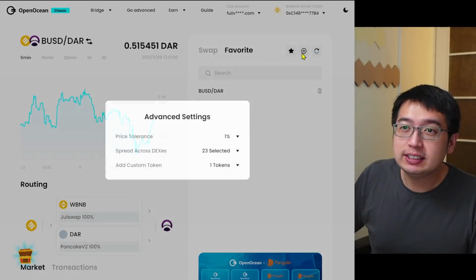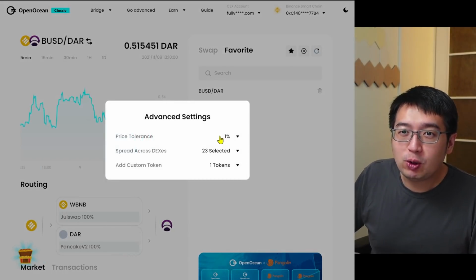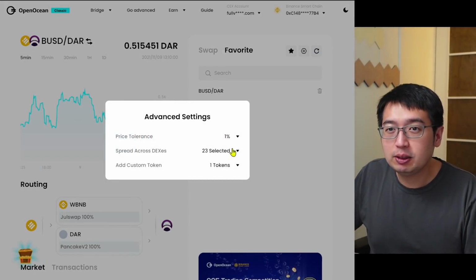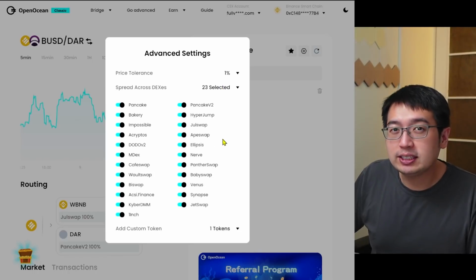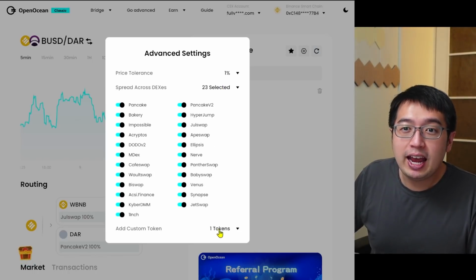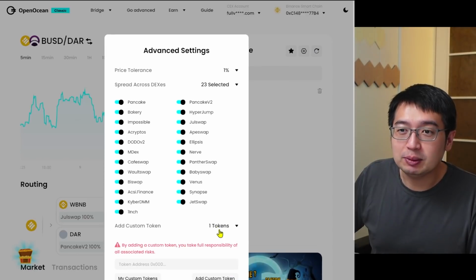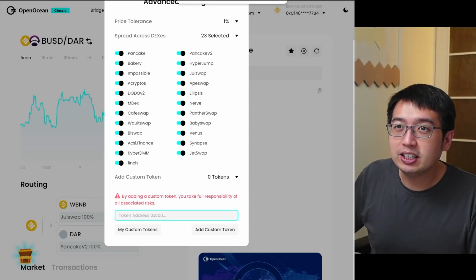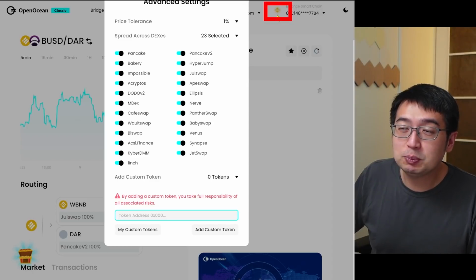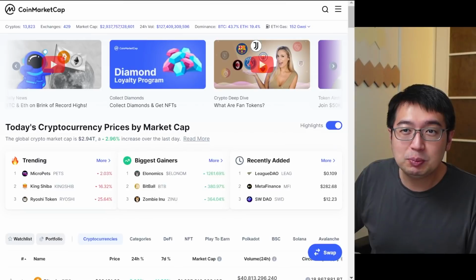Then you have your settings and you can set your price tolerance. So you can set that slippage. Spread across DEXs, you can select which decentralized exchanges you want available and add custom token. This is where you need to go if you want to add a custom token. You can add something here. And for example, we're going to add a custom token. We are in Binance Smart Chain at the moment, so we need a Binance Smart Chain token.